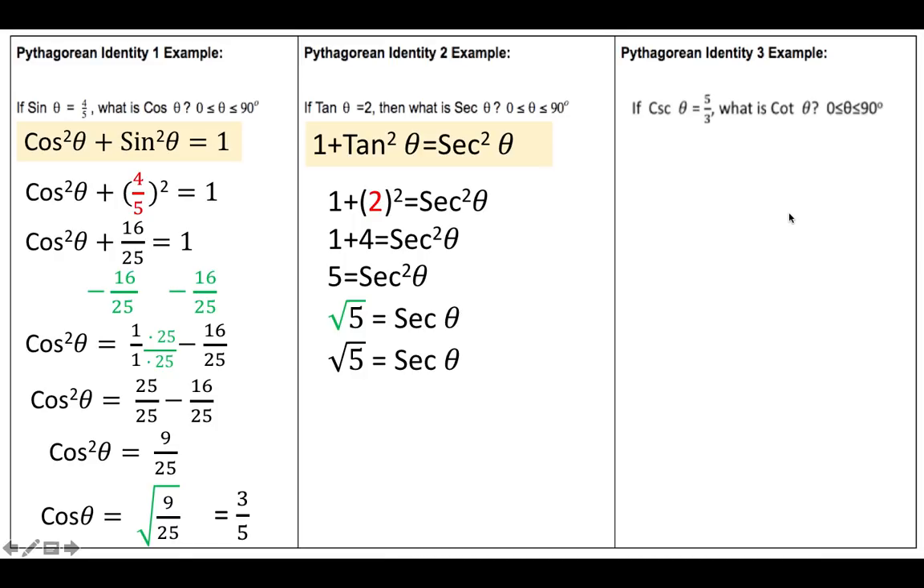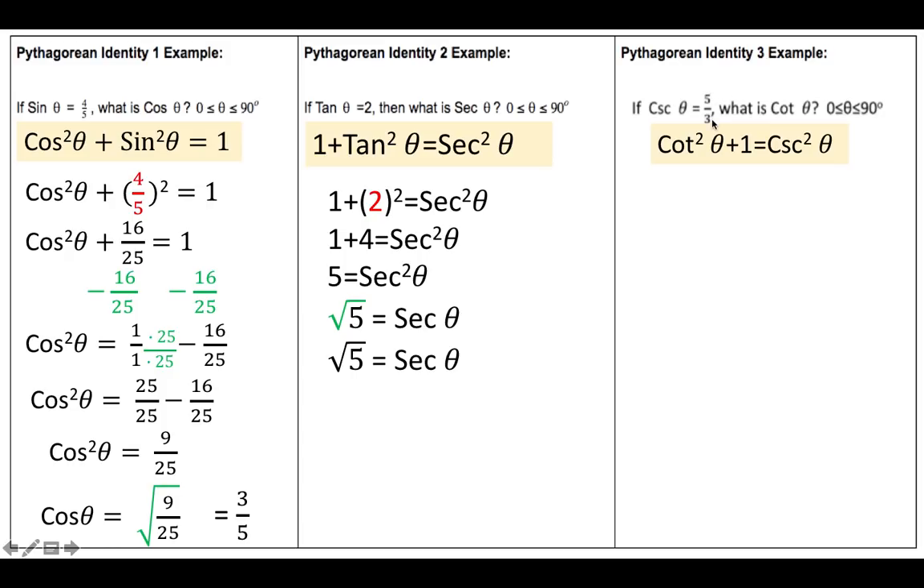Alright, now let's move on to Pythagorean identity number 3 example. Again, this is going to be positive. I don't have to worry about plus minus when I square root both sides. But they're giving me cosecant of theta equals 5 over 3. What is cotangent? So I have to use the Pythagorean identity that has both cosecant and cotangent. So that's this one right here.